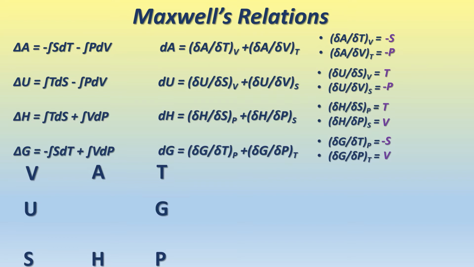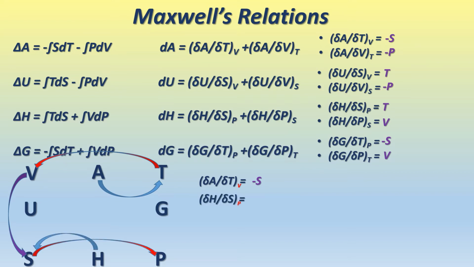You can use this mnemonic to graphically come up with the Maxwell's relations. For example, if I want to find the partial of A with respect to T at a constant V, I wind up going down from V to get entropy. So I get minus S. The partial of H with respect to S at a constant P goes up, so I get T.